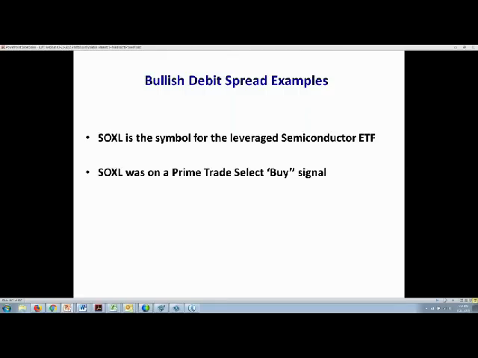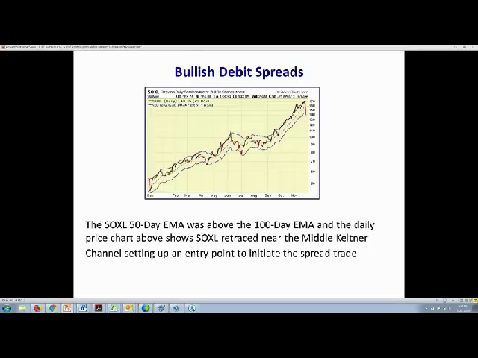SOXL was on a prime trade select buy signal. We used the 1% rule to enter the trade and select the strike price. The trade was profitable, and we also used the Keltner channels to enter our trade. The SOXL 50-day EMA was above the 100-day EMA, so it was on a buy signal, and it retraced near this middle Keltner channel, which set up a buy opportunity for a spread trade.